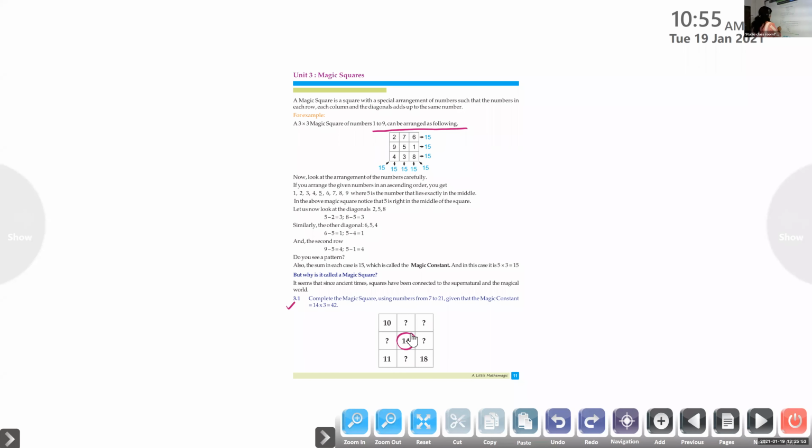So what will be the sum? 14 into 3, 42 will be the sum. So when you add, you should get 42 here, 42 here, 42 here, row wise. And column wise, you should get again 42 here, 42 here, 42 here. And diagonal wise also, you should get 42 in the corner. Here also, you should get 42 when you add.